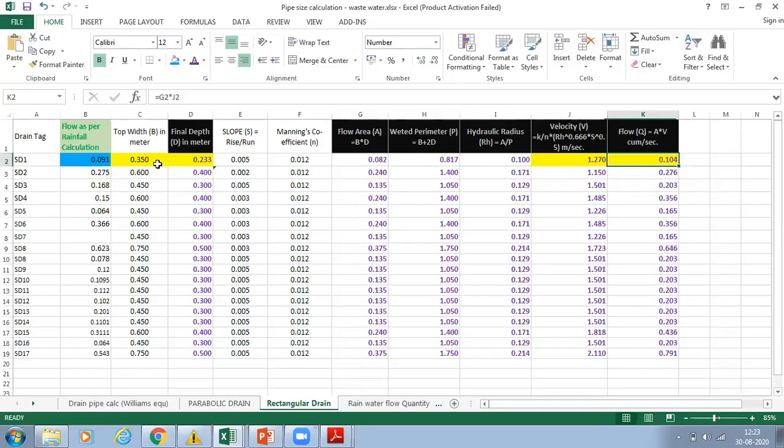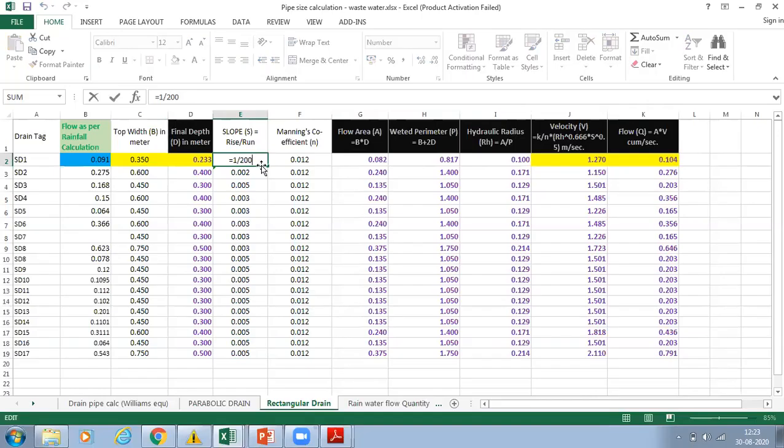For 0.091, here I will get 0.104. So it is almost equal only. This you can use. This size you can use for 0.091 flow rate. So 350 wide, 200 depth. 350 into 200 depth. Slope, for the slope, 200.